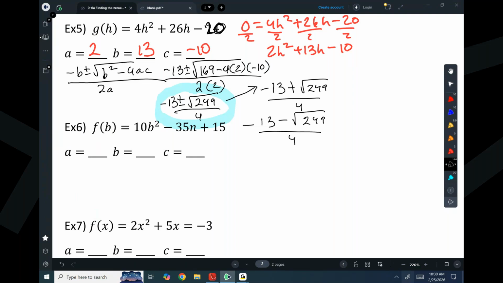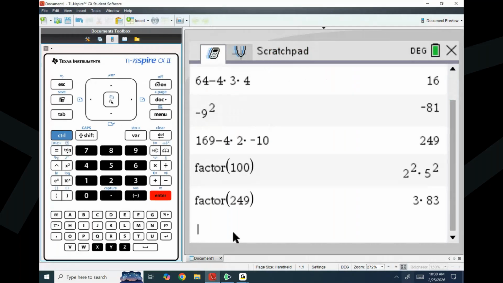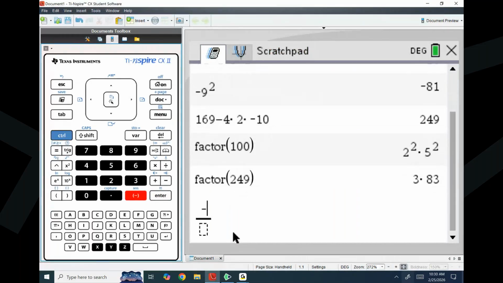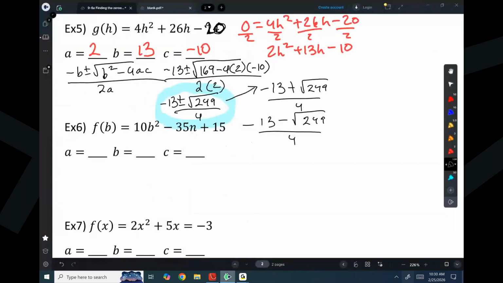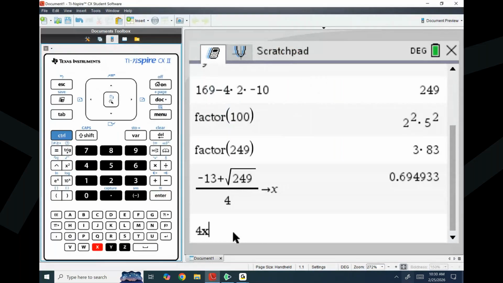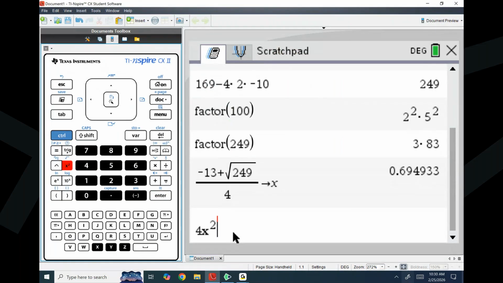If I plugged either one of those into my equation, I'll do one of them just so you can see it, right? I'm going to plug one in. So what was the answer? Negative 13 plus, oh, dang it, I did 14. Negative 13 plus the square root of 249 over 4. If I store that for x, and I type in the equation, what was the original equation? 4h, well, it's x. 4x squared plus 26x minus 20. Minus what? 20? 20.